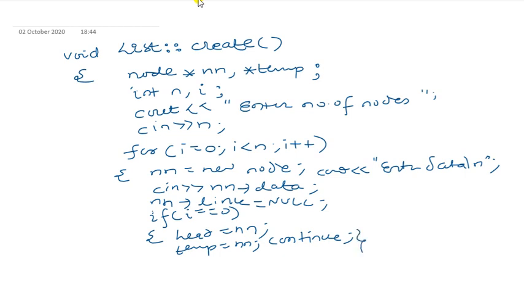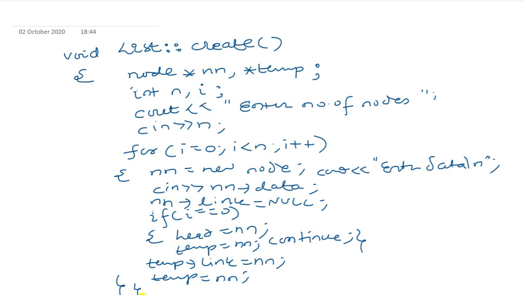So if i equals 0, this much job I did. In case i is not equal to 0, then that is second node onwards. Second node onwards, there is no need of updating head because it is already done. So what you need to do here is, temp, which you remembered last time, its link will be made nn. This is the new node you have created just now. And then again remember this nn as temp. That's all you have to do in the loop. This is the end of loop and this is the end of function. This is how the create function will be.